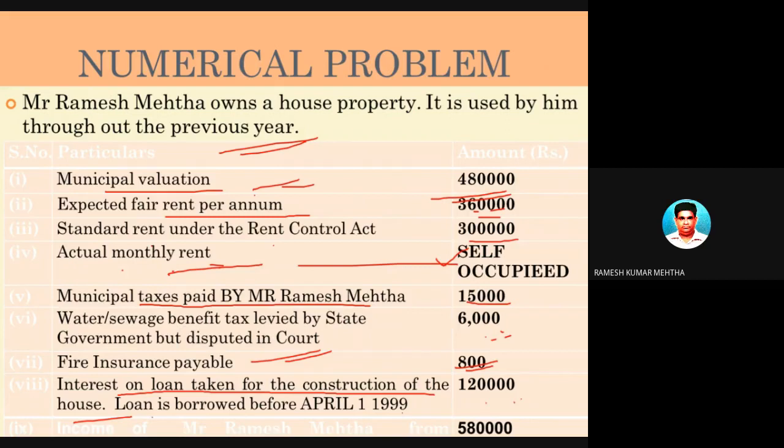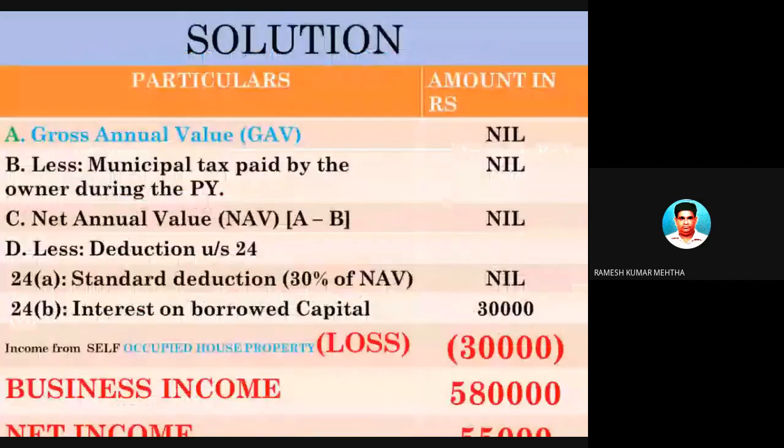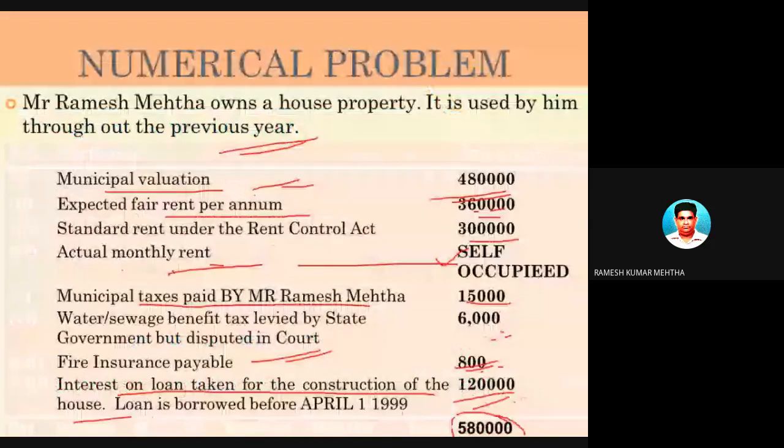So as the loan is taken before 1/4/1999, as I have told you, the rule says that in this case the maximum interest which will be allowed as deduction is 30,000 rupees, even though he might have paid 1,20,000 rupees. Apart from this, Mr. Mehta is even doing business, and he has got a profit of 5,80,000 from the conduct of this business. Let's find out the income from house property.